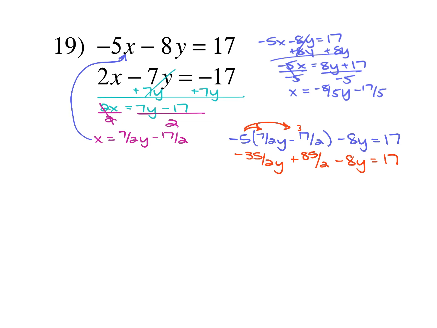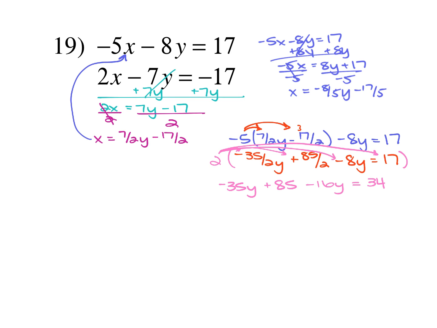I wouldn't. What I would do is multiply everything by your least common denominator. Your least common denominator here is 2. So everything gets multiplied by the 2 and distributed in. The 2 times negative 35 over 2y is just negative 35y. The 2 times 85 over 2 is just 85. The 2 times negative 8y is negative 16y. And the 2 times 17 is 34. Now you don't have to work with your fractions, and it's going to be a little bit easier for you.